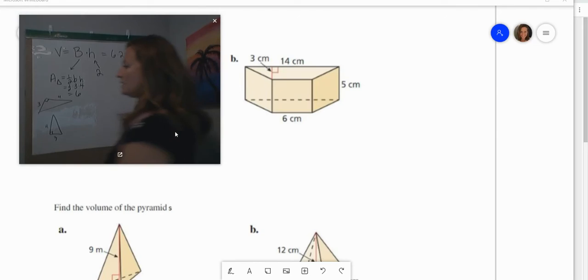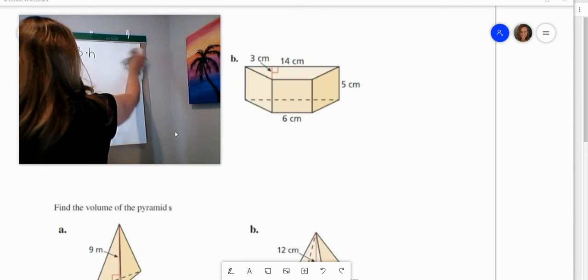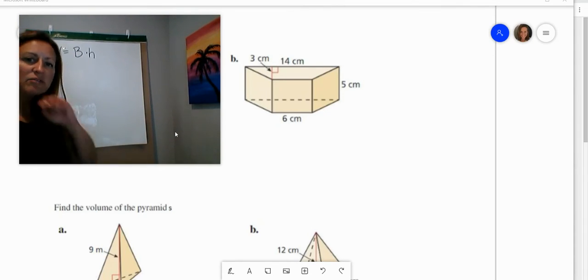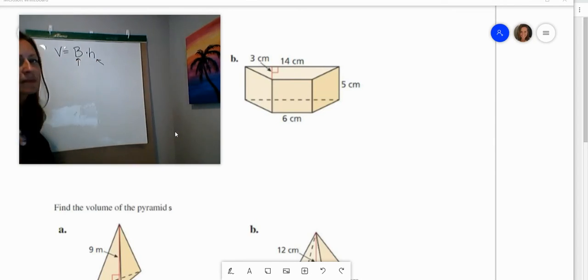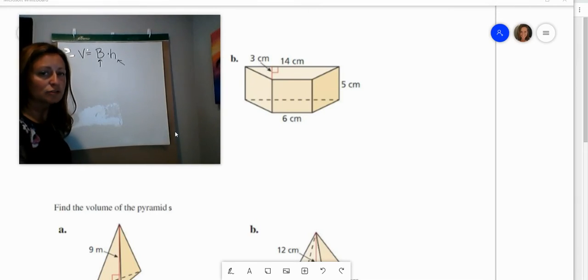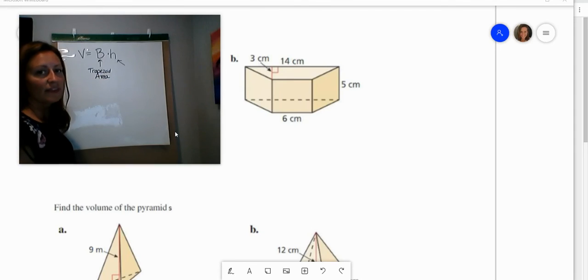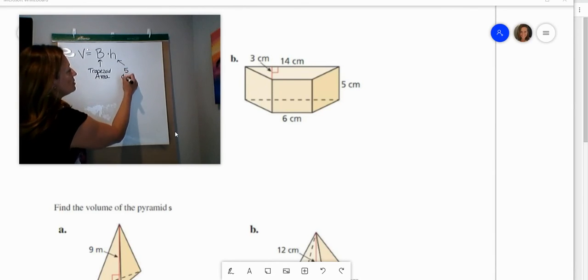All right, the next question. What kind of prism is this? What are the bases made up of? Each base of this figure is a trapezoid. And then the height, or the distance between the bases, is 5. So that's going to be 5, distance between bases.